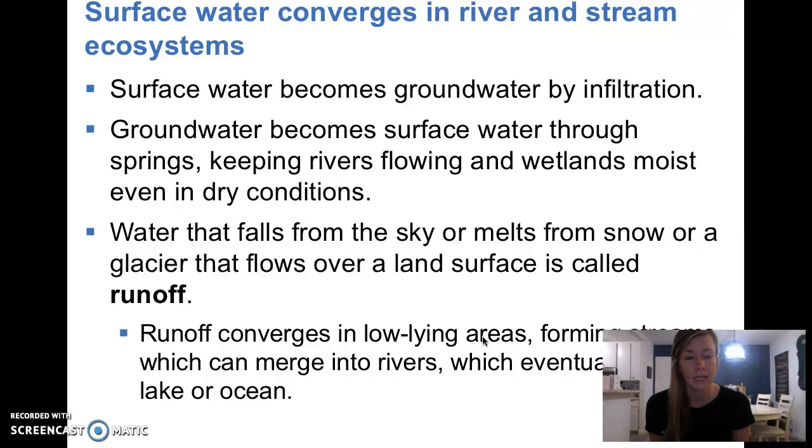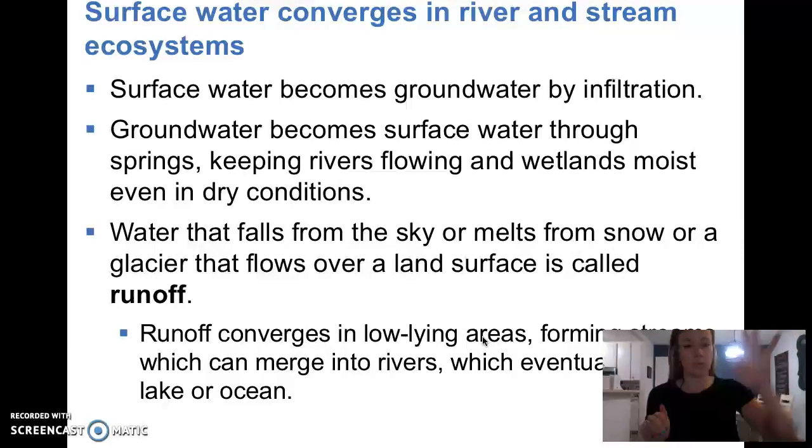Water that falls from the sky as precipitation, or melts from snow or a glacier, and flows over a land surface is called runoff. So any water that hits the Earth's surface and then flows is runoff. Runoff converges in low-lying areas. If you think topographically, so how the Earth's surface has different levels, like mountains are high and valleys are low.